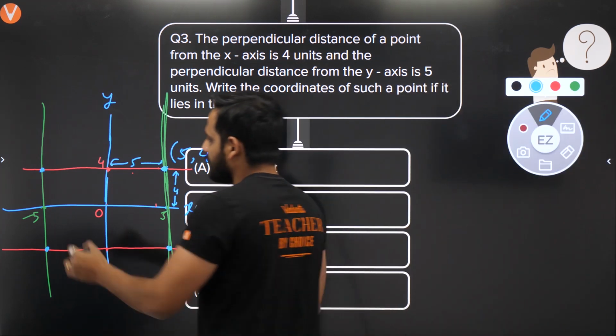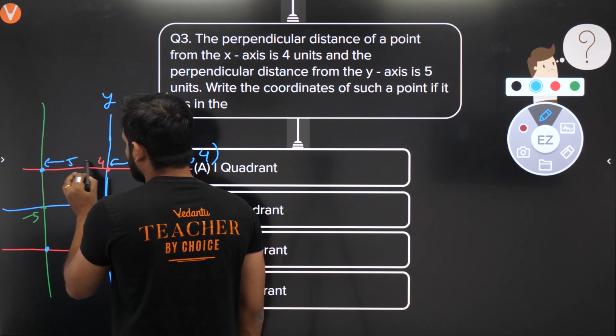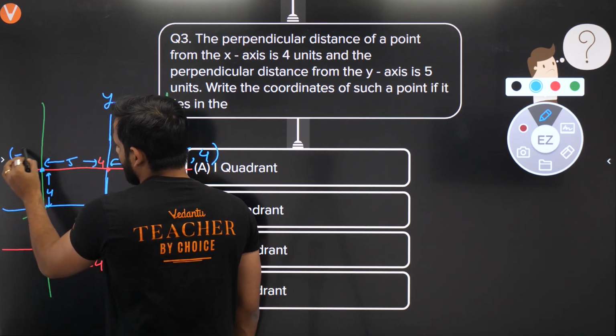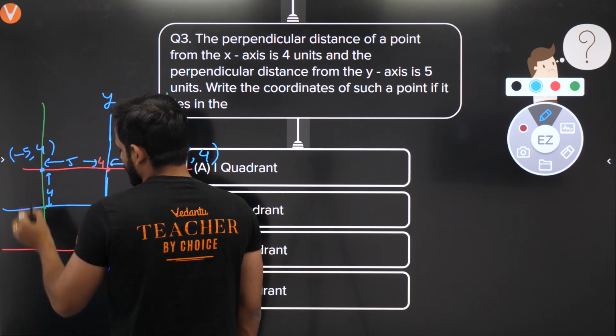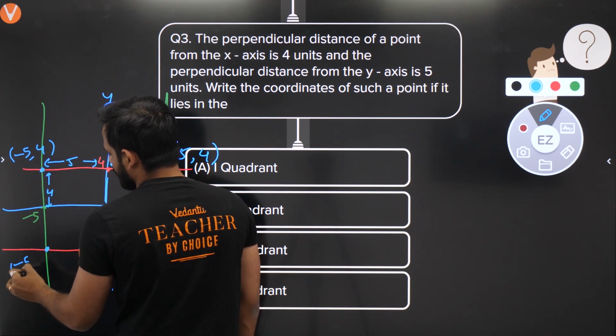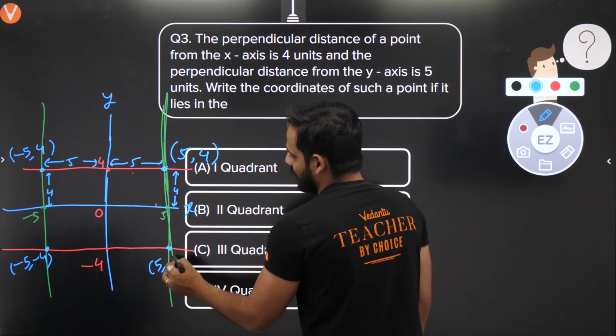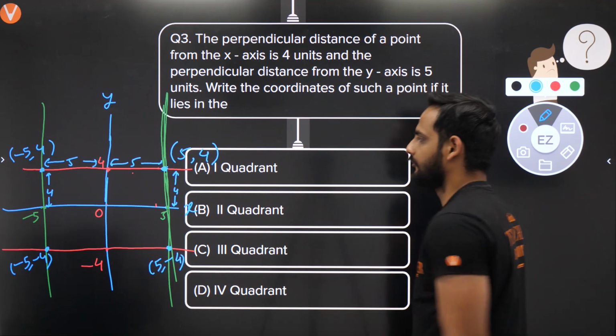Similarly, on that side beta, this distance is again 5 only, this distance is again 4, but the coordinates will be minus 5, 4. Here the coordinates will be minus 5, minus 4, and here the coordinates will be 5, minus 4. So these are the 4 points.